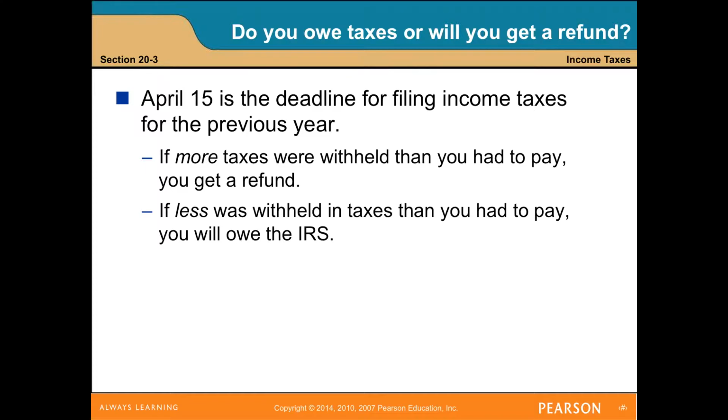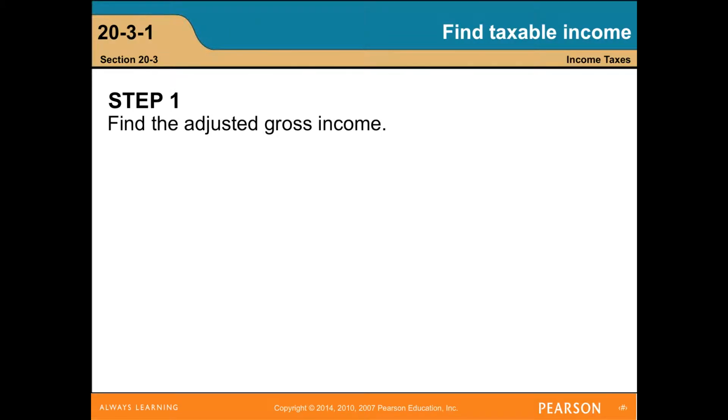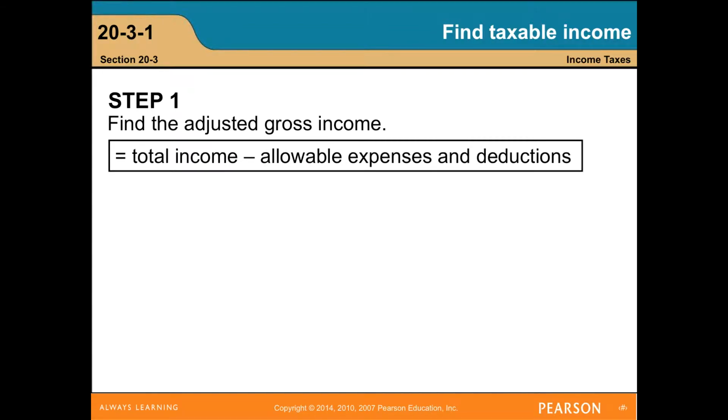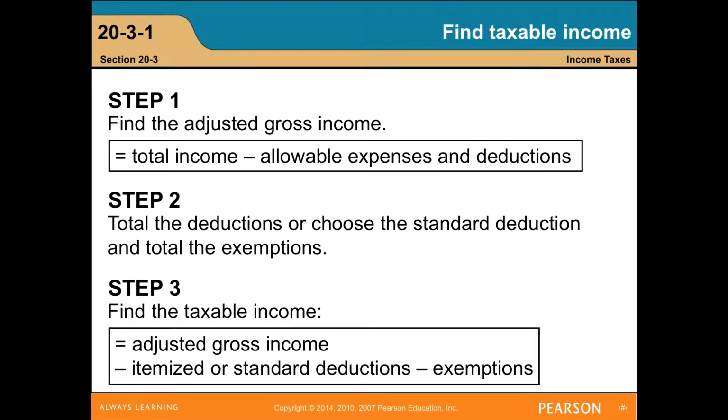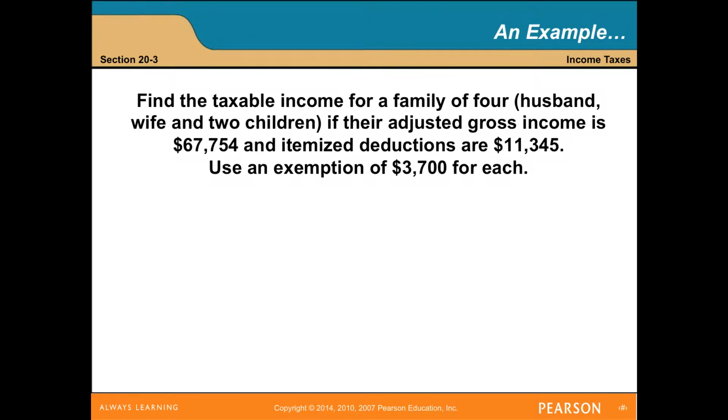Do you owe taxes or will you get a refund? April 15th is the deadline for filing income taxes for the previous year. If more taxes are withheld than you had to pay, you get a refund. If less was withheld in taxes than you had to pay, you owe the IRS. So to find taxable income, the first step is to find the adjusted gross income, which equals the total income minus allowable expenses and deductions. The second step is to total the deductions, or choose the standard deduction, and total the exemptions. The third step is to find taxable income, which equals adjusted gross income minus itemized or standard deductions minus exemptions.